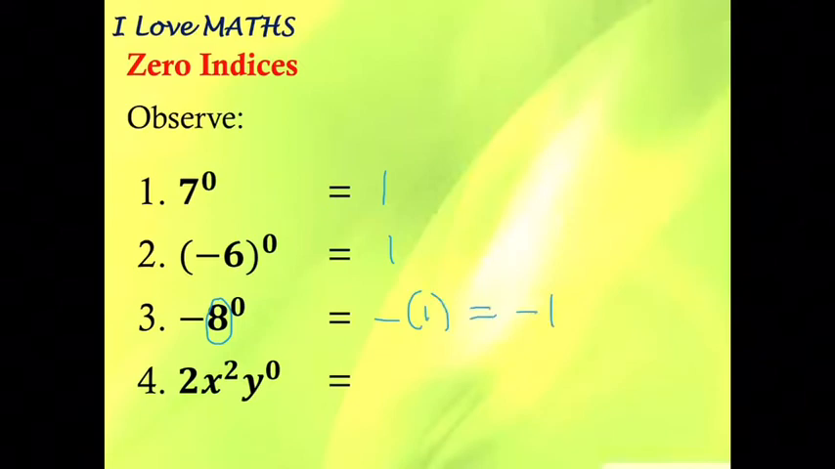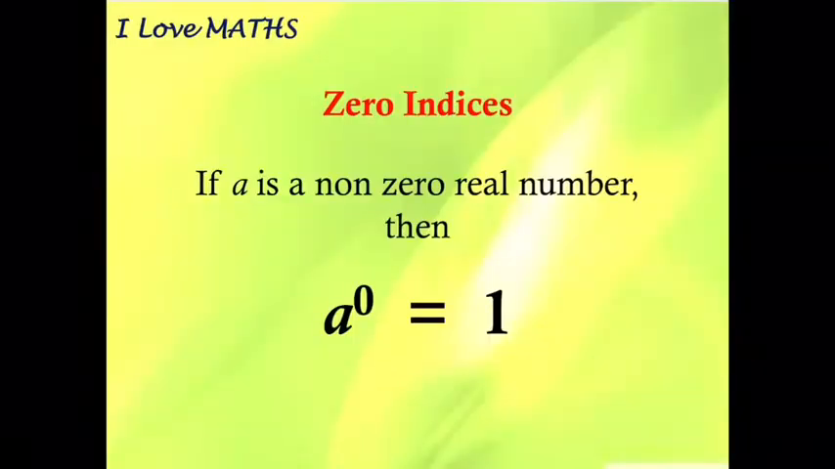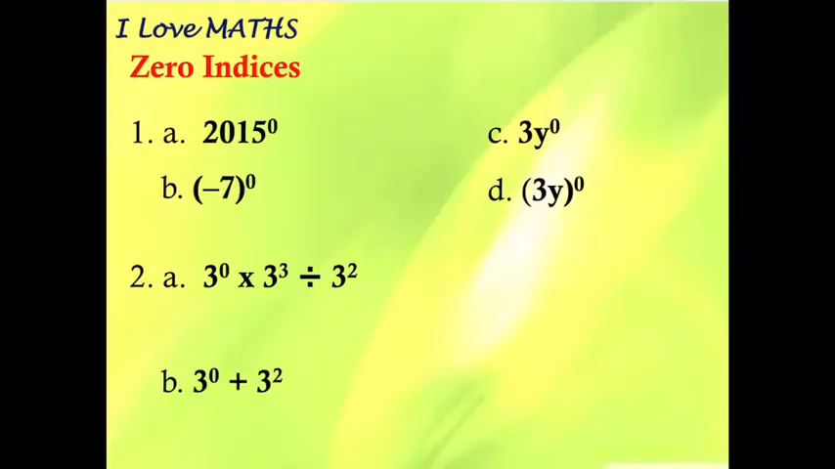2x squared y raised to 0. The index of y is 0. So therefore, we have 2x squared. Then y raised to 0 is 1. So 2x squared times 1 is 2x squared. So for 0 indices, if a is a non-zero real number, then a raised to 0 is just equal to 1. Let's have these examples.